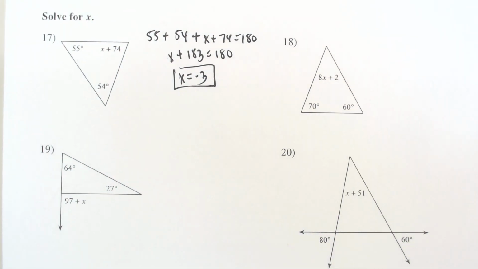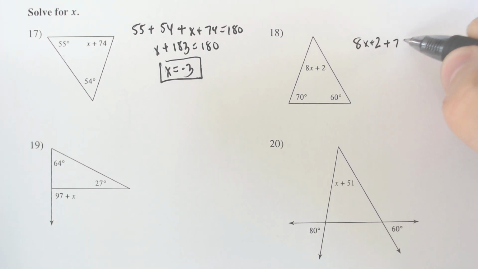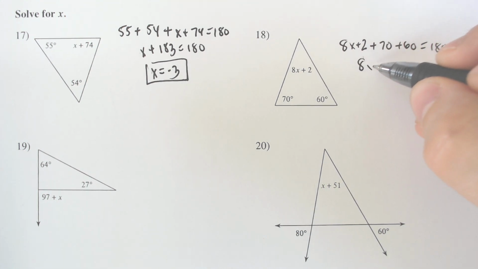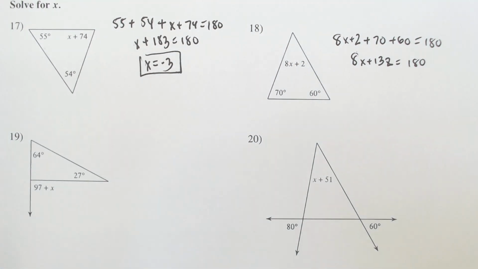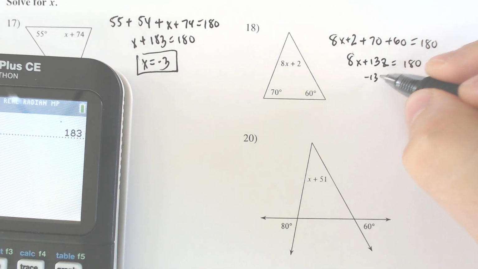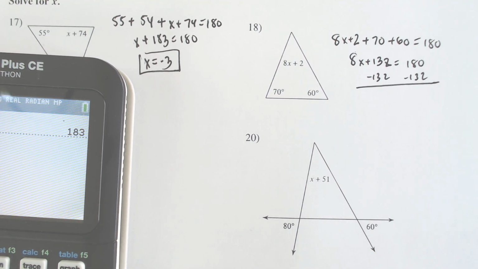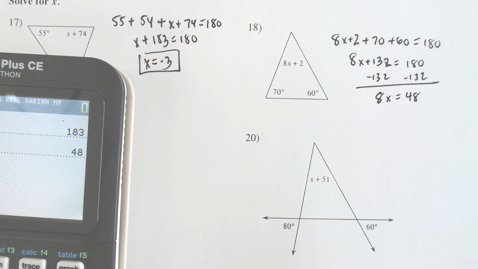All right? So, next problem, same thing. We would have the 8x plus 2 and the 70 and the 60 all have to add to equal 180. So we combine all like terms. 70 and 60 makes 130. 130 and 2 makes 132. So we have 132 plus that 8x is equal to 180. Subtract the 132 over. 180, take away 132, ends up being 48. So if 8x is equal to 48, when we divide by 8, you get x is equal to 6.